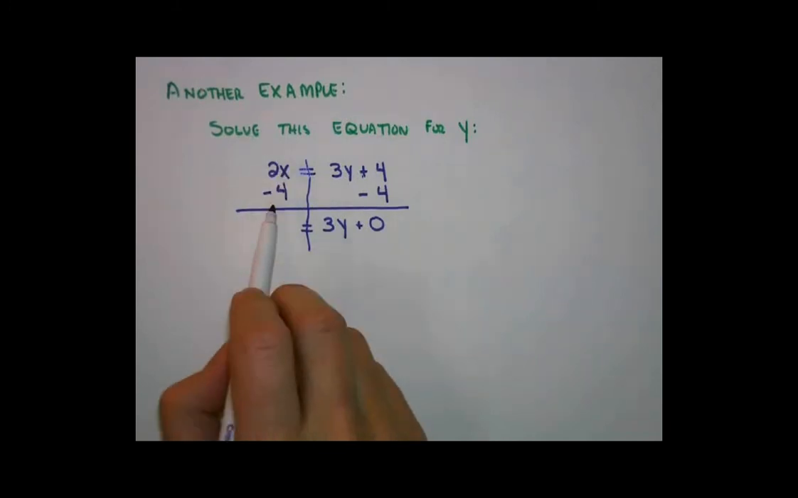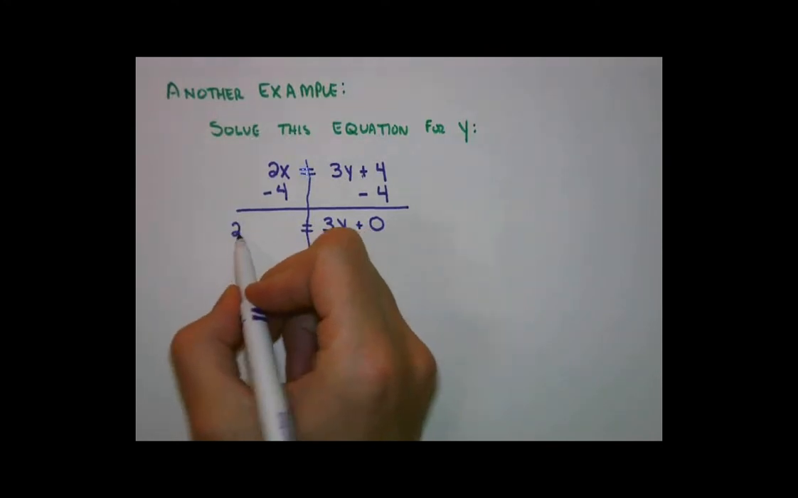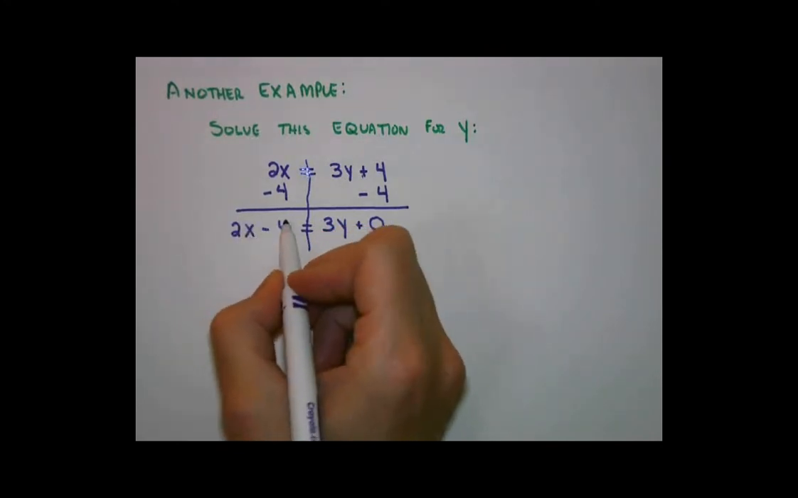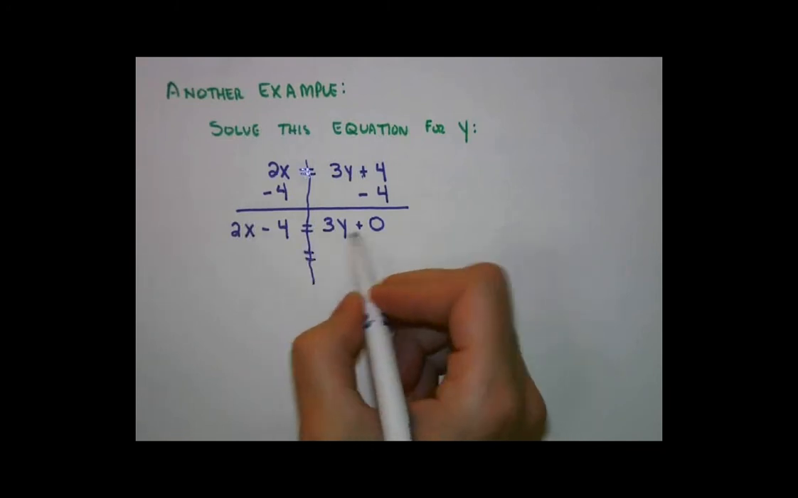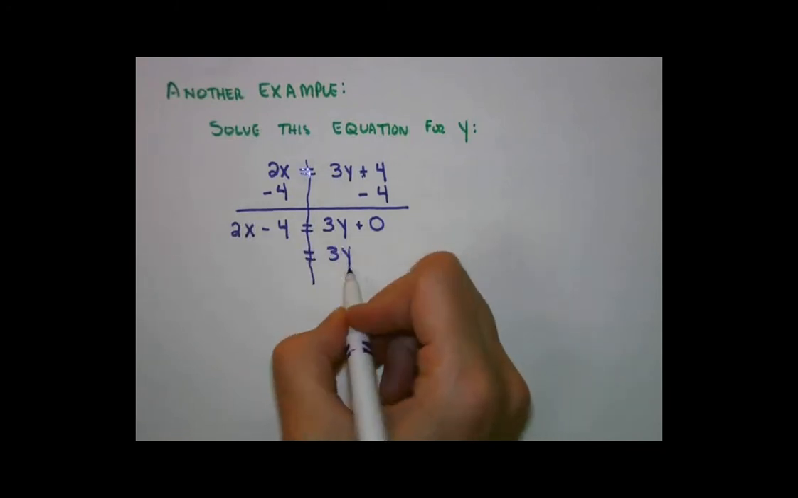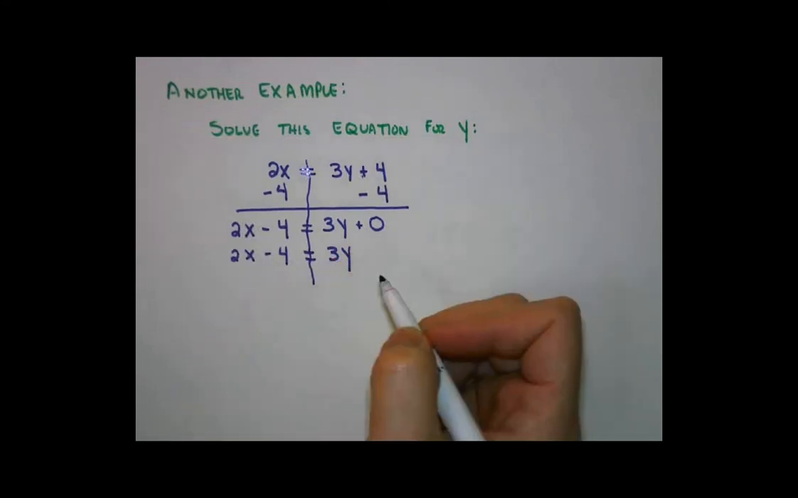It has an x in it. One is a constant term. It's just a plain old number. And so I can't combine these together. So I simply need to write this as the expression 2x minus 4. On the right-hand side, 3y plus 0 is just 3y, and still on the left we have 2x minus 4.